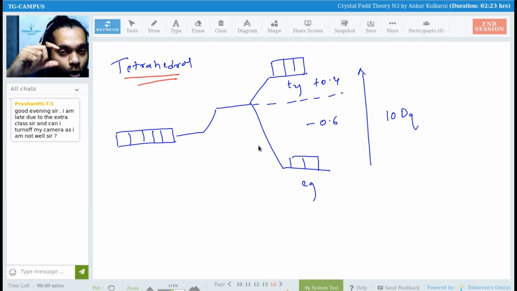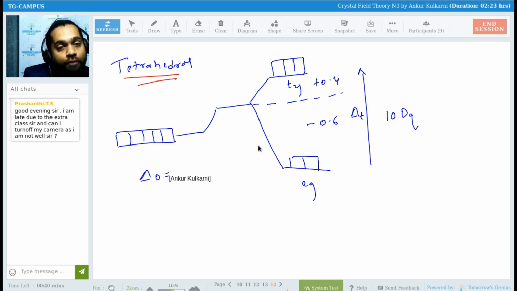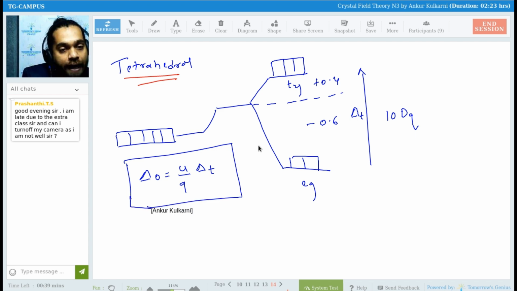And this difference will always be smaller than the octahedral. This delta T, we call it delta T also. This tetrahedral splitting will always be less than octahedral. How small? Please write it down. This question has also come. They had given the value of delta T and asked us delta O. So write down this relation.